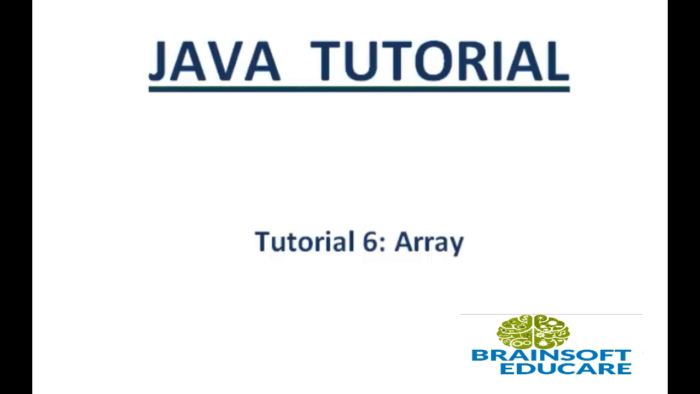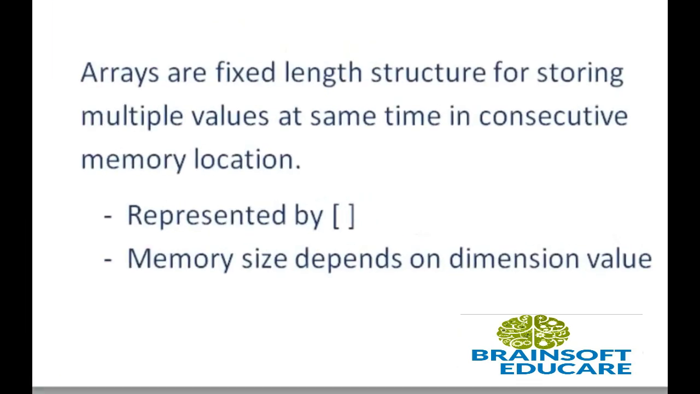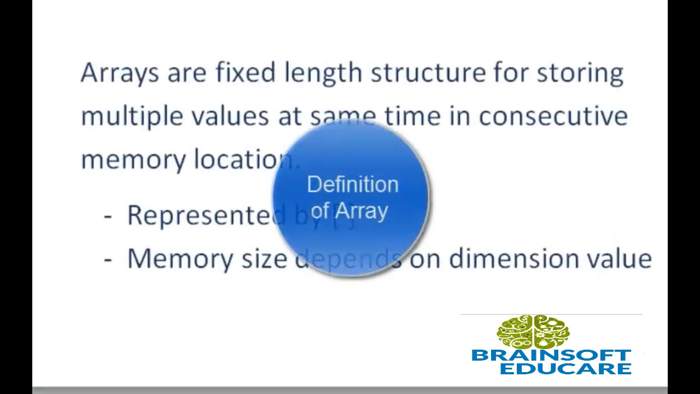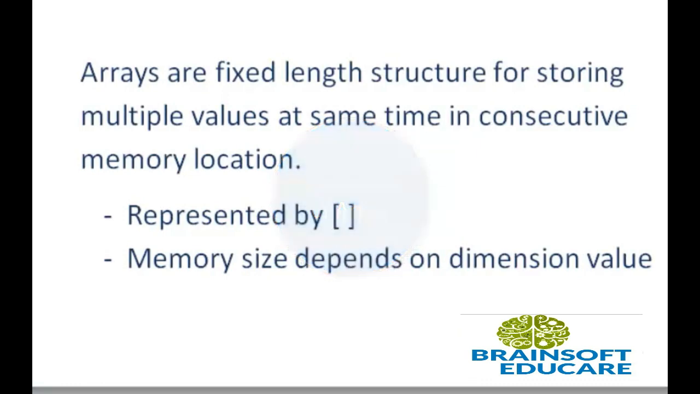So far we have only seen how to assign a single value to a variable. In this lesson, we are going to learn how to assign more values to a single variable by using arrays. Arrays are a fixed length structure for storing multiple values at the same time in consecutive memory locations. Arrays are represented by square brackets. Memory size depends on the dimensional value.